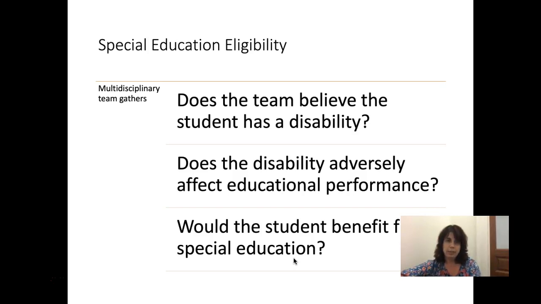So as far as eligibility goes, does the team believe the student has a disability? And this is what I was talking about. Does the disability adversely affect their educational performance? Would the student benefit from special education? If you can't answer the first two as yes, then they likely are not going to qualify for an IEP.